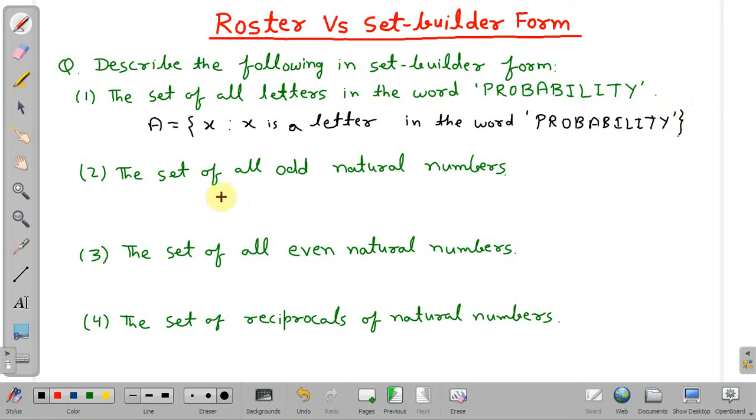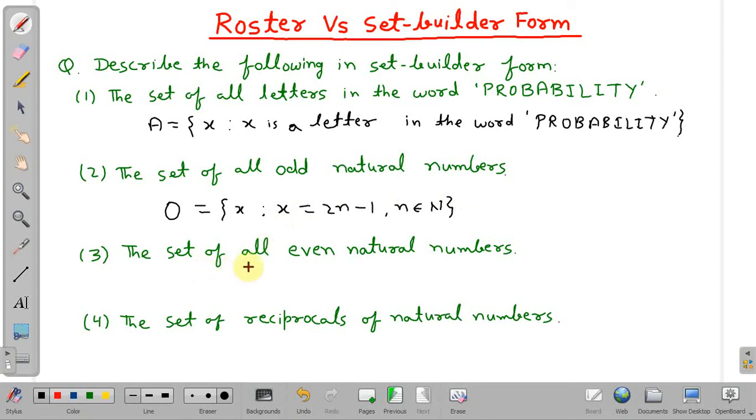Next one, set of all odd natural numbers. So we have to write all the elements which are odd natural numbers in set builder form. How can we define this? We will represent it by O. O equal to X such that X equal to 2N minus 1. See, 2N will always be even, where N is a natural number. So if we subtract 1, it will always be odd, and N is an element of natural numbers. This is how we can define it in set builder form.